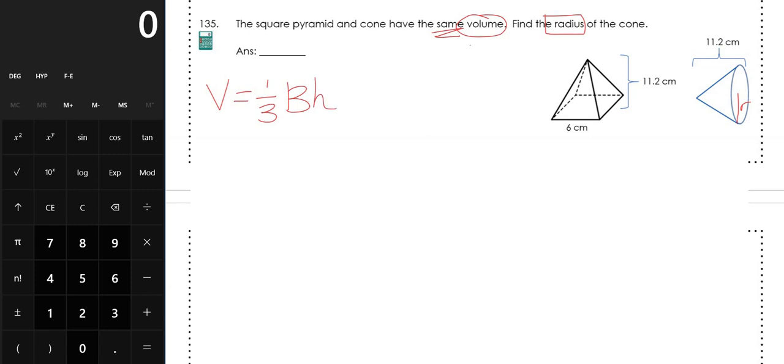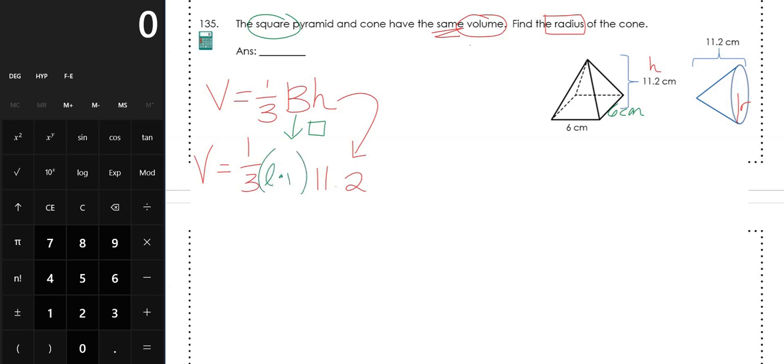The height, they told us, it's 11.2. So I'm going to plug in 11.2 for the height. I'm going to bring down everything else. Now, big B is always the area formula for your base. Now, they said that this base was a square. So that means that my base that has a length of 6 centimeters is also going to have a width of 6 centimeters. All the dimensions there are going to be 6 for my base. I'm going to replace big B with the area formula for a square. So I'm going to replace this with length times width.